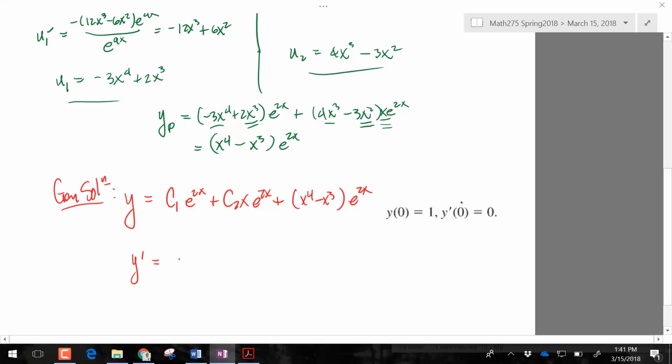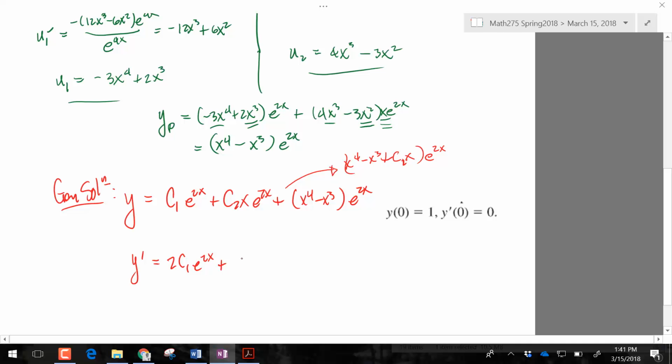We got the derivative 2c1 e to the 2x plus, product rule. You know what? Can I just combine this? Let's rewrite this as x to the 4th minus x to the 3rd plus c2 times x e to the 2x. So that, yeah, we just do the product rule one time.